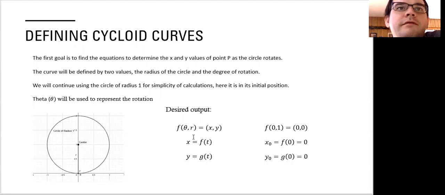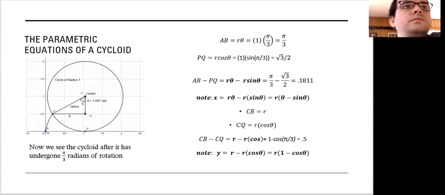So here's what we're trying to find. We're trying to find this function in terms of theta and r that will give us the x and y coordinates. We can see from our initial position here, the function of 0 rotation and a 1 radius will put us right at 0, 0. So the desired xy coordinates are those of point P above.